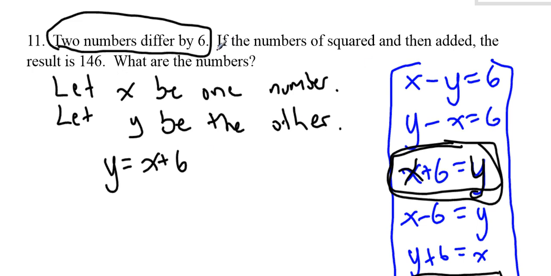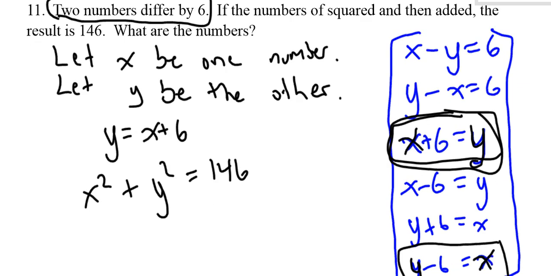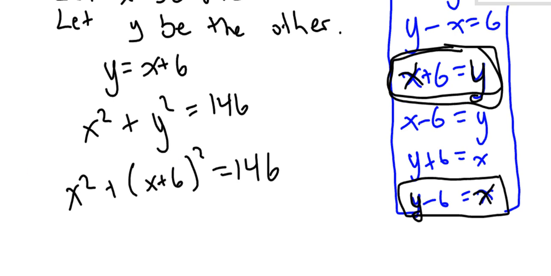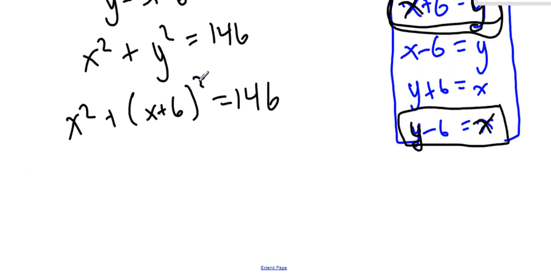Now I have to create an equation out of this sentence: if the numbers are squared and then added, the result is 146. So if I take the numbers and square them, and then add them together, I get 146. This is where my quadratic equation is going to show up. And now I can do that substitution. Because I picked an explicitly written equation, it's very easy. Instead of y, I can write x plus 6. So now I have one equation with a single unknown called x, and I can go ahead and do algebra to solve.